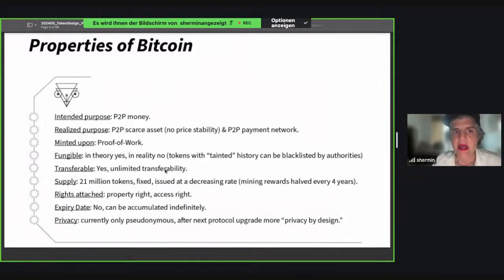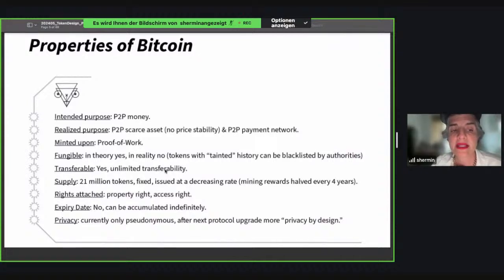Briefly, if we analyze the most important properties of Bitcoin, we start with the purpose, as we mentioned last time. The intended purpose was to create peer-to-peer money. We will see throughout the session that the intended purpose is not quite the realized purpose. Many people refer to it as peer-to-peer gold for the lack of price stability. The token is minted upon proof of work. It was not pre-issued at the token sale, but new tokens are minted upon proof of work.